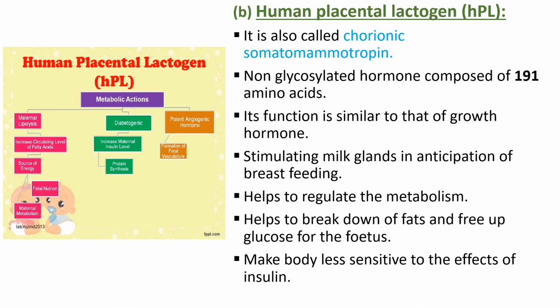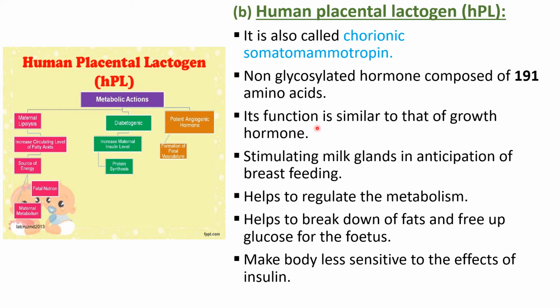The second hormone secreted by the placenta is human placental lactogen. It is also called chorionic somatomammotropin. The chorionic somatomammotropin is another name for human placental lactogen. It is a non-glycosylated hormone. For composition of this hormone, the total amino acids required are 191. Its function is mostly similar to growth hormone.